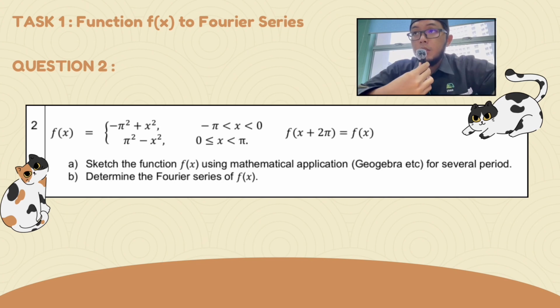So we'll proceed with task 1, question number 2. We are given this piecewise function: negative pi squared plus x squared, with the domain from negative pi to 0, and pi squared minus x squared, with the domain from 0 to pi. And we have the period f(x plus 2 pi) equal to f(x). Same thing, for question A we need to sketch, and for question B we need to determine the Fourier series.